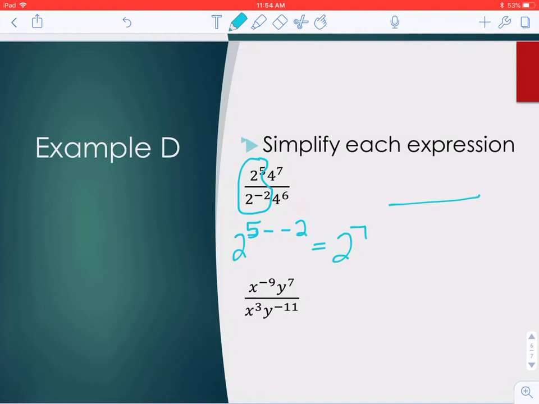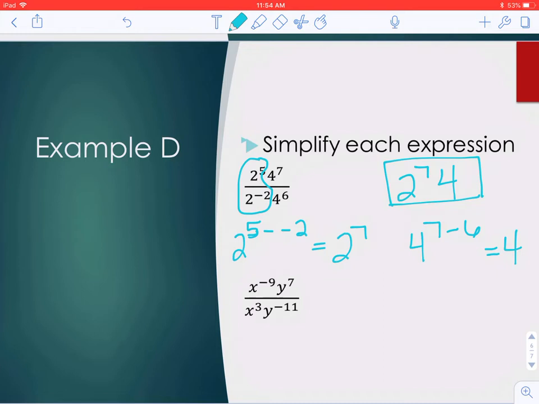So since that's a positive exponent, I'm going to keep it up in the top. And then I have 4 to the 7th minus 6, which is just 4 to the 1st, or 4. And it also would have a positive exponent, so it would stay in the top of the fraction. So this solution is just 2 to the 7th times 4.